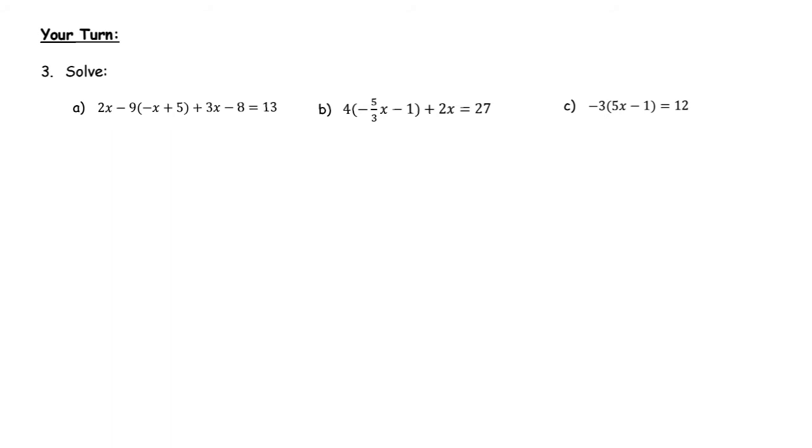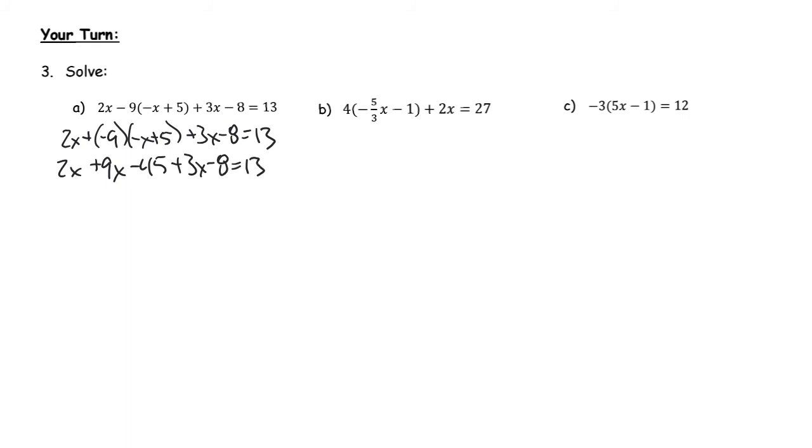So with this one right here, with my simplification, I've got a little bit of expansion to do first. I'm going to see this as negative 9 multiplied by negative x plus 5, plus 3x minus 8 equals 13. And so then this becomes 2x plus 9x minus 45 plus 3x minus 8 equals 13. Now I'm going to group together like terms. So 2x plus 9x is 11, plus 3x is going to be 14x. Negative 45 minus 8 will be negative 53.